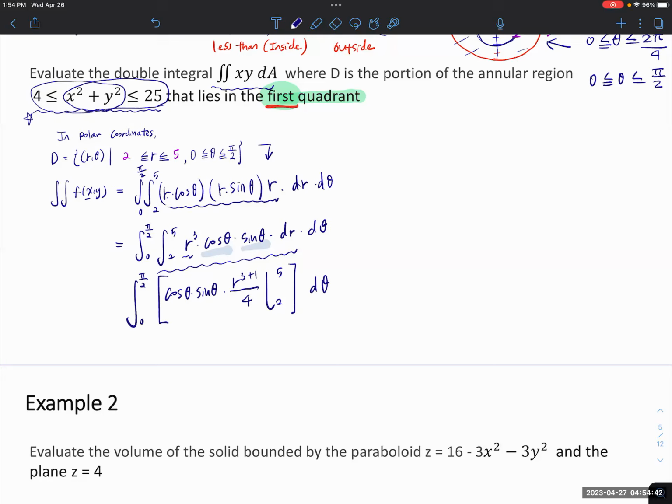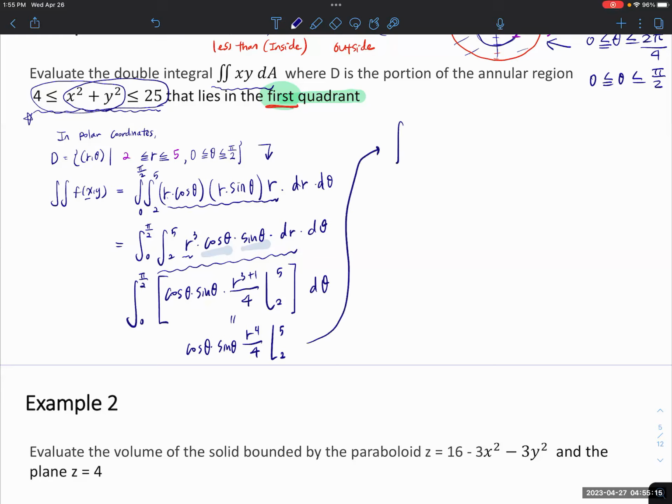So let me calculate it. So this is cosine theta, sine theta. You have r to the 4 over 4 from 2 to 5. Am I right? Okay. Now what are you guys going to do? We have to calculate it, but here we can actually think about one more step. You can actually calculate by plugging 5 in. So I'm going to keep going.